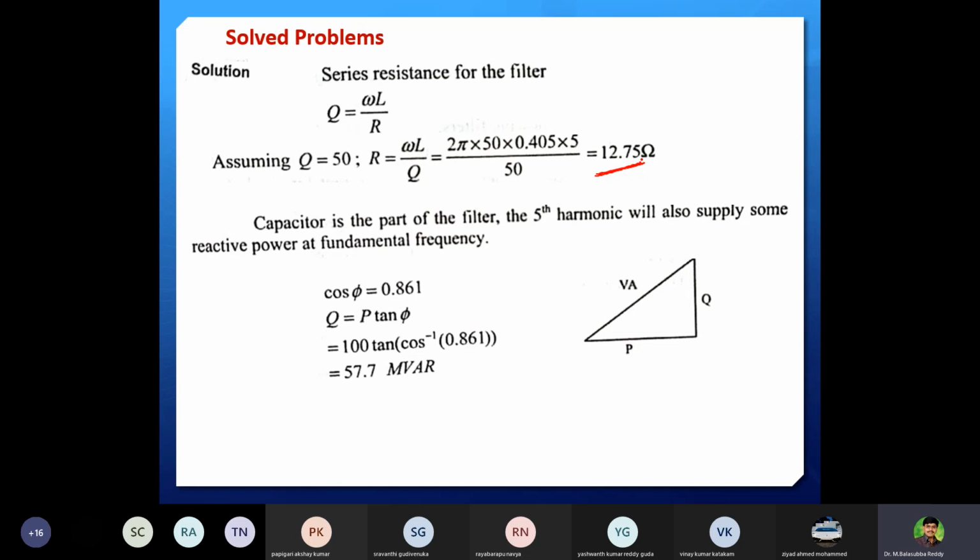The capacitor is part of the filter, and the fifth harmonic filter will also supply some reactive power at the fundamental frequency. You can easily calculate that using the formula Q is equal to P into tan phi. Cos phi is known, so phi is cos inverse of that. With P as the power, you get this much reactive power. This will be supplied by the filter, and the rest, depending on our requirement, will be supplied by other components. So this is the complete design of a filter.